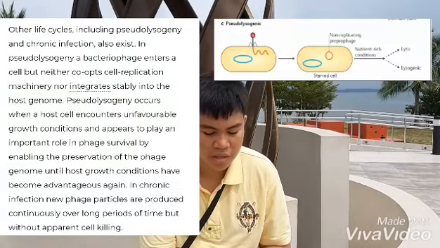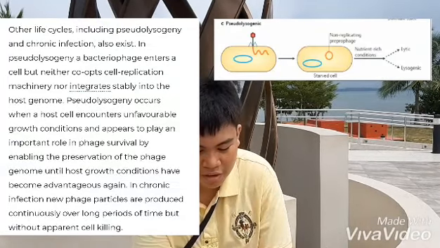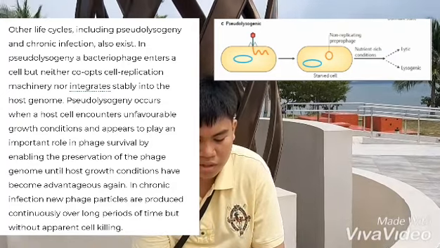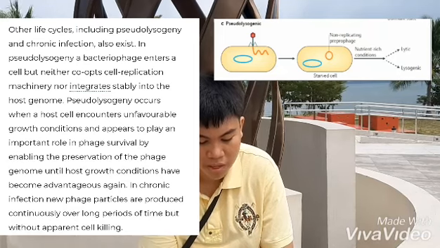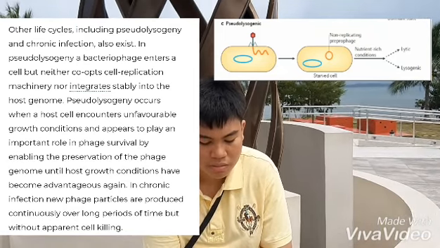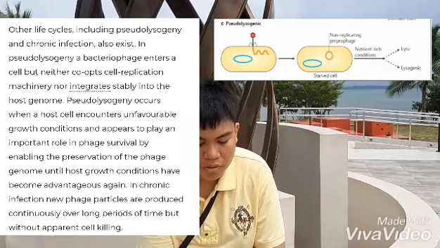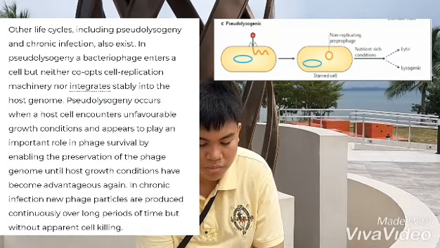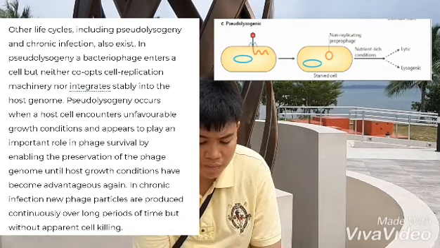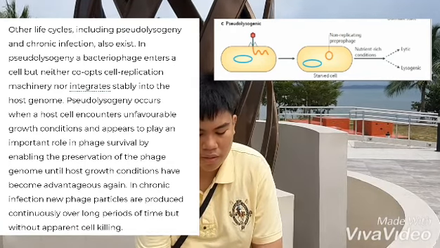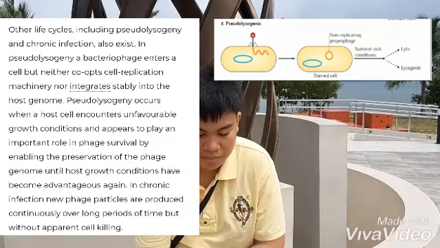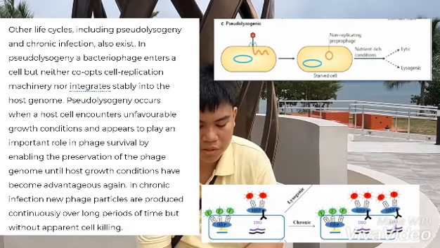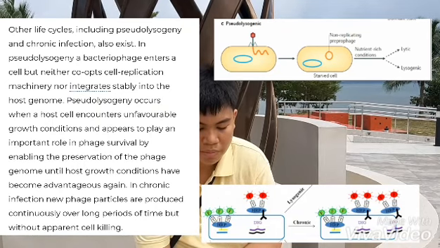Other life cycles, including pseudolysogeny and chronic infection, also exist. In pseudolysogeny, a bacteriophage enters the cell but neither co-opts cell replication machinery nor integrates stably into the host genome. Pseudolysogeny occurs when a host cell encounters unfavorable growth conditions and appears to play an important role in phage survival by enabling the preservation of the phage genome until conditions have become advantageous again. In chronic infection, new phage particles are produced spontaneously over long periods of time but without apparent cell killing.